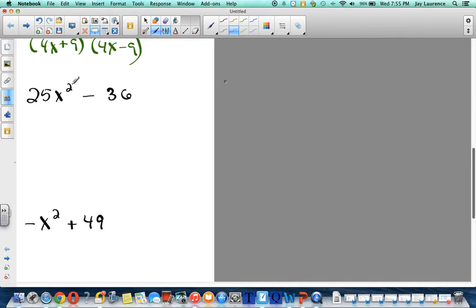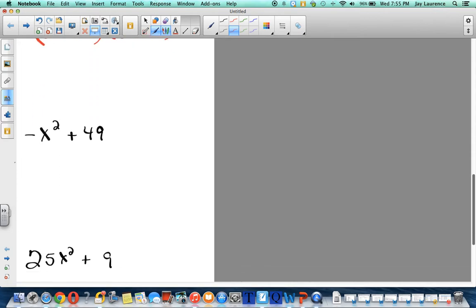All right, square root of 25x squared is 5x. Square root of 36 is 6. I'll need a 5x plus a 6, a 5x minus a 6, and I'm done. Yeah, it's that easy. All right, now remember, it has to be subtraction. There has to be subtraction.